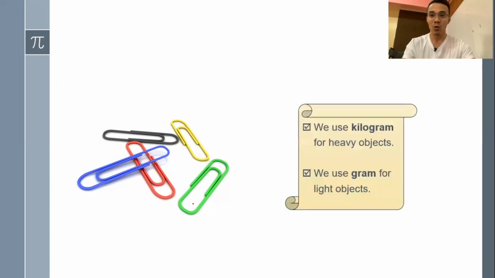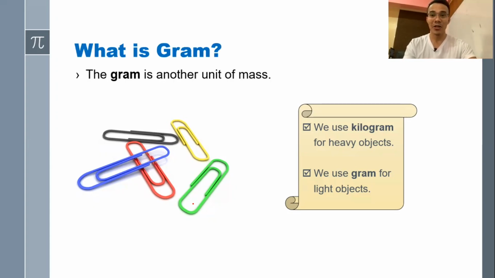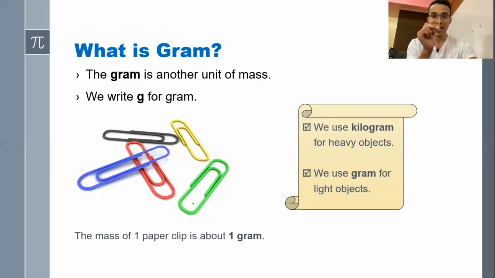We have to recall that we are going to use kilogram for heavy objects and we use gram for light objects. What is gram? Gram is just another unit of mass. We write G for gram. The mass of one paper clip is about 1 gram.